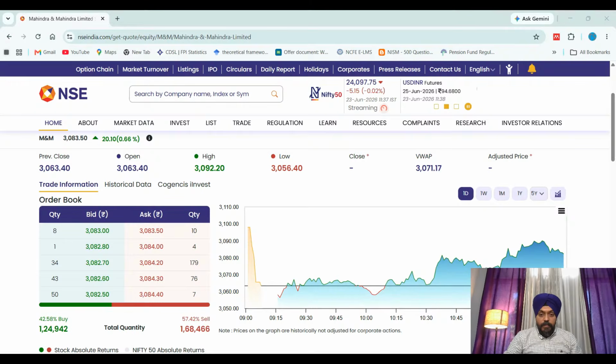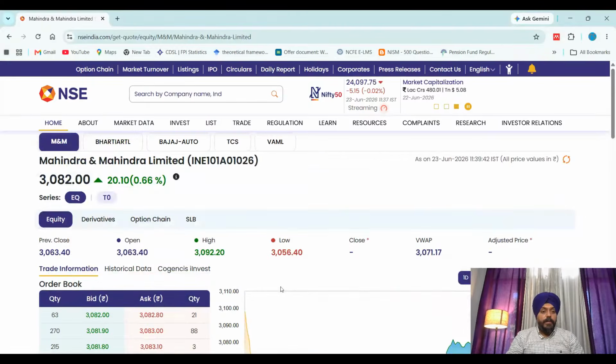Okay, so on the base of 3067 we have calculated the levels. I find my resistance 1 as 3094 and my support 1 as 3052, and the live price right now is 3082, the LTP, last traded price.